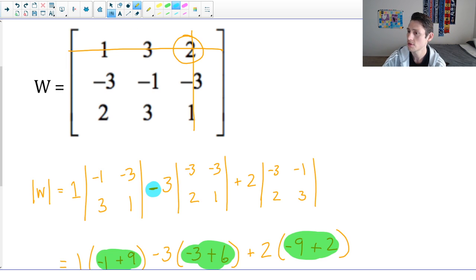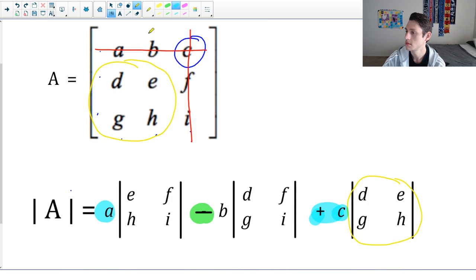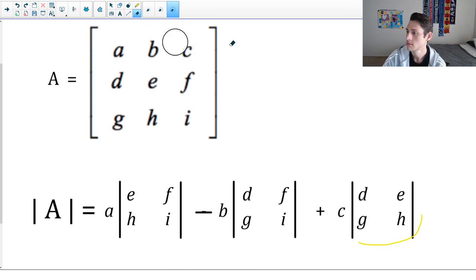Can you show the 3 by 3? Yep. There you go, Jacob. Let me know when you're good.